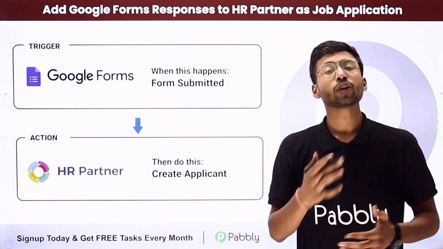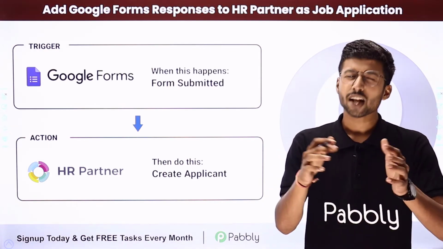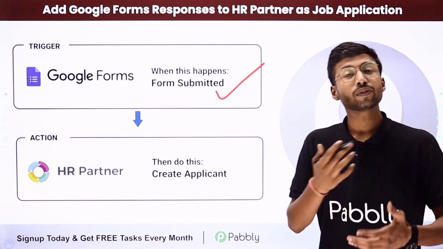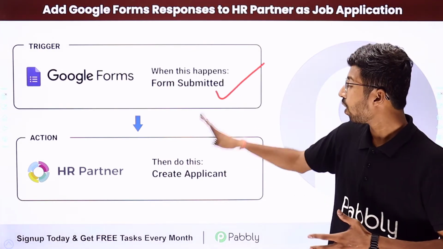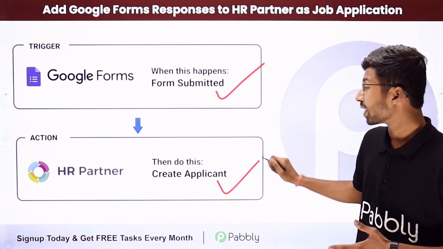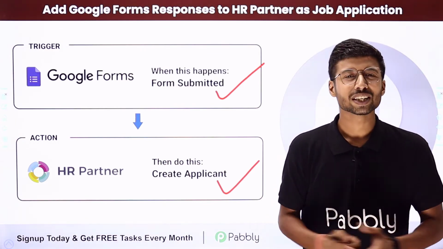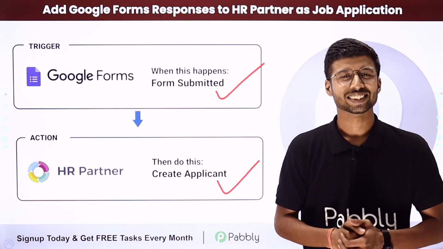Now basically you can automate this complete process and the trigger of this automation will be form submission in Google Forms. So as we receive the form submission, the user will be automatically added as a new applicant in HR Partner. Now how can you set up this automation? To know this, you have to come with me to my screen.